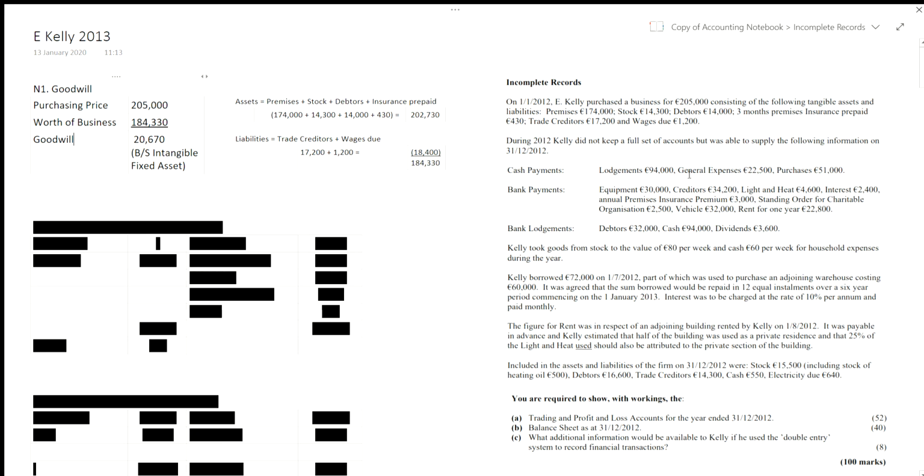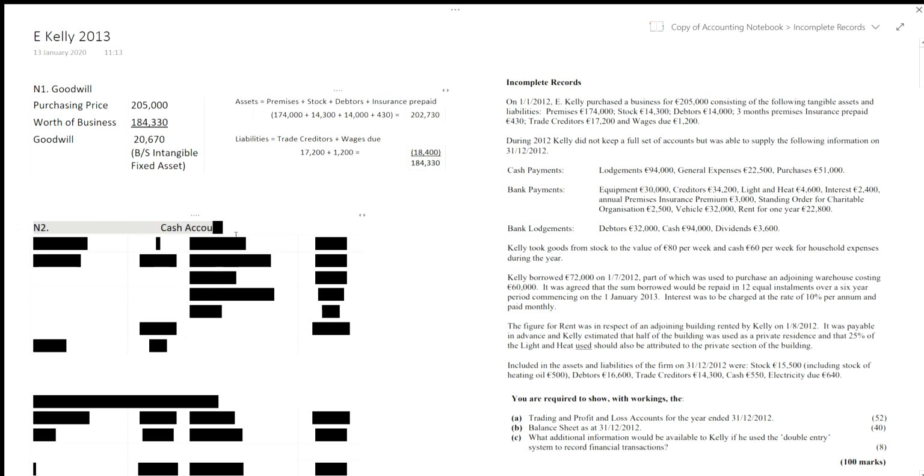We're told a couple of different pieces of information about cash. We haven't been told we have cash at the beginning of the year. We're told that we had lodgements, general expenses, and purchases. So this is all the money we've paid out for cash this year. But at the end of the year, we only have €550 of cash left over. So how much money in cash did we make this year?